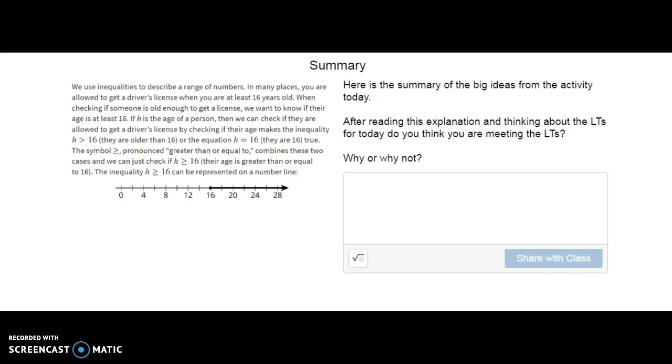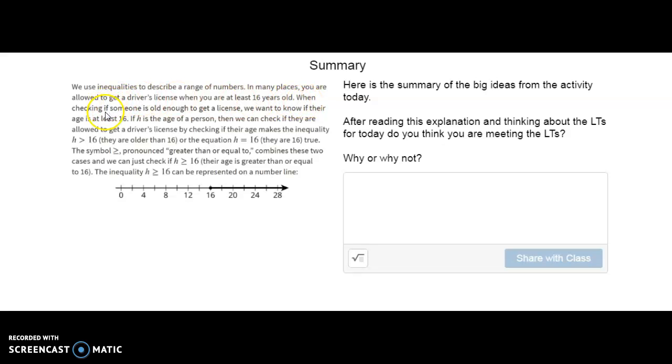This is a summary for lesson 7.6.13. This says we use inequalities to describe a range of numbers. In many places, you are allowed to get a driver's license when you are at least 16 years old.